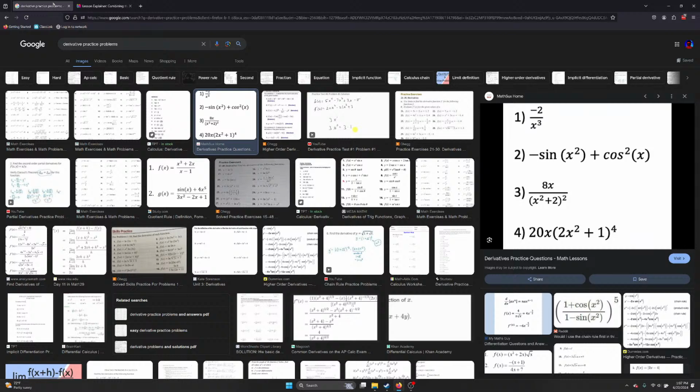x squared plus 2, and then you square all of that. Okay, so that's the first term in there. Then you subtract that. What's the derivative of x squared plus 2 squared? How would we calculate this?